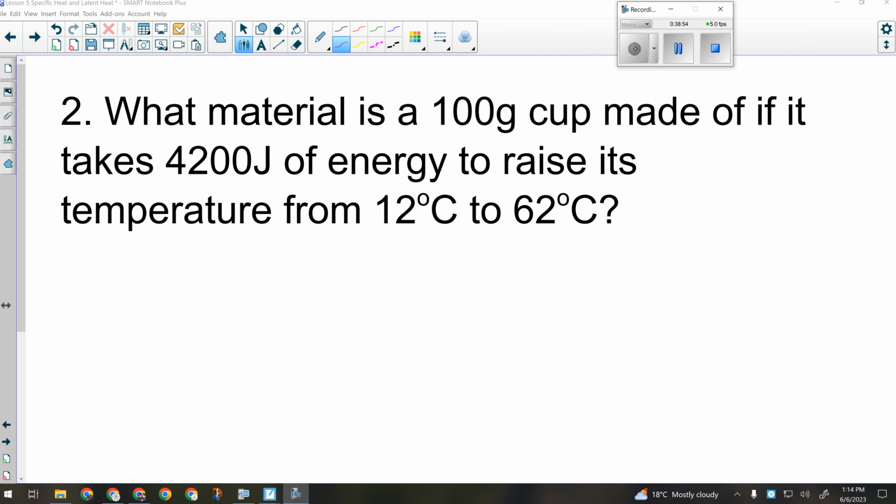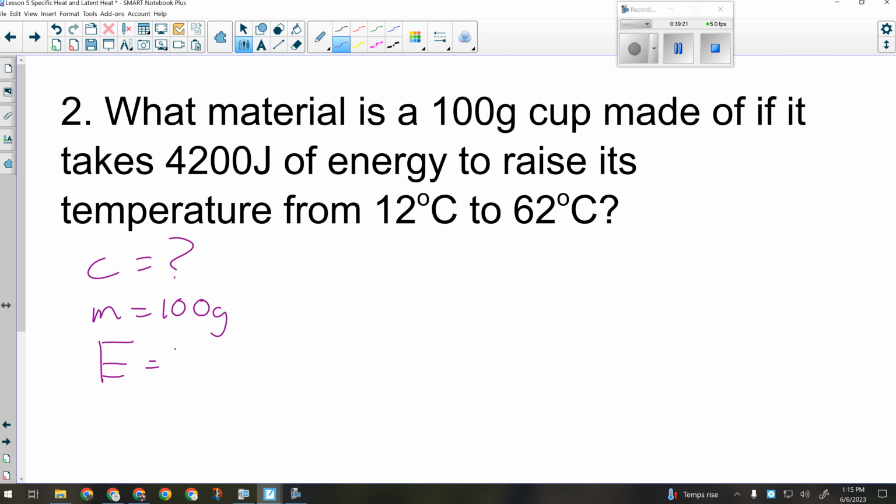Okay, let's quickly look at this one. We already said we're looking for the material, which means we're looking for the specific heat capacity. They told me it's a 100-gram cup. So what did they give me there? Which part of the formula was given with 100 grams? Mass. And it takes 4,200 joules of energy, so outright they told me energy here.